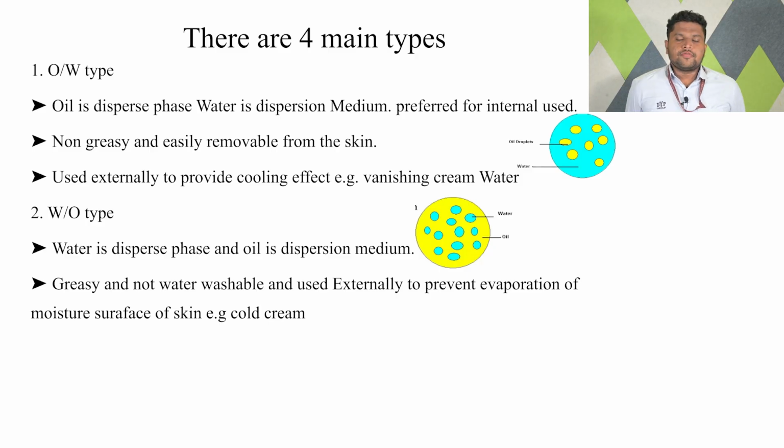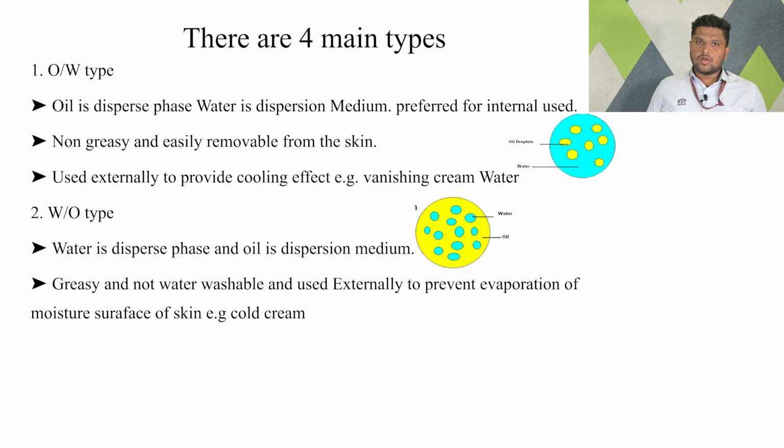There are four main types. First is the oil in water type. In the oil in water type, oil is the dispersed phase. Oil is dispersed, meaning the oil is fully dispersed in the water. Water is the dispersion medium.